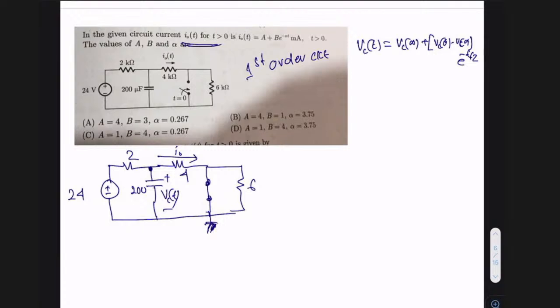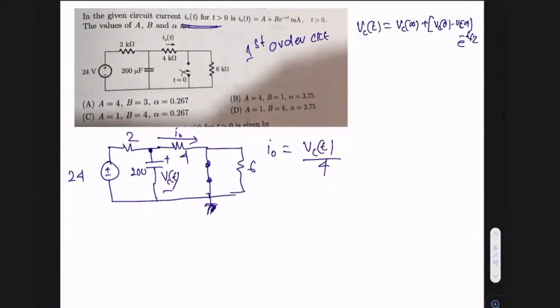So one thing is clear from this. What is the value of I naught if somebody asks you in this particular question? Then it is simply VC(t) divided by 4, because the voltage is VC(t) and the resistance is 4, by Ohm's law it is VC(t) by 4. So ultimately I have to get this VC(t). How do you get VC(t)? To get VC(t), you need to have this VC infinite. So let us try to get what VC infinite is.